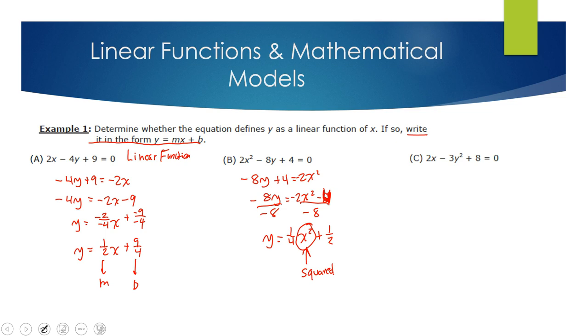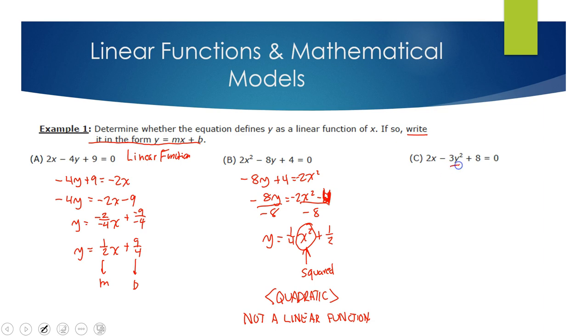If that x is squared, this is actually what we would classify as being quadratic. And we're going to see quadratic functions as we proceed through this course as well. We're not going to be able to avoid them. So this is not a linear function. It's a function, but it's not a linear function. It's a quadratic function.